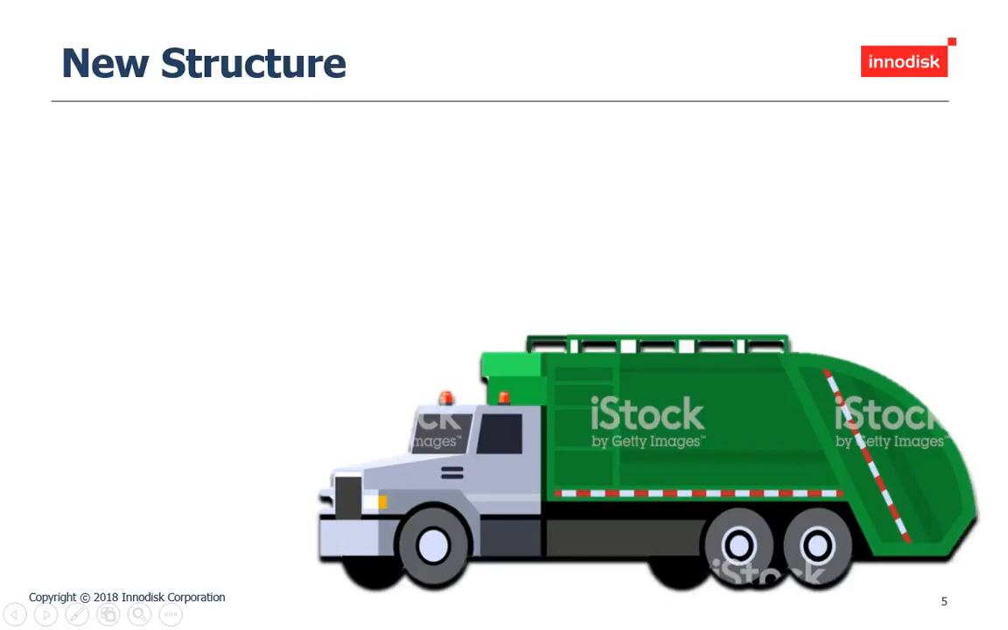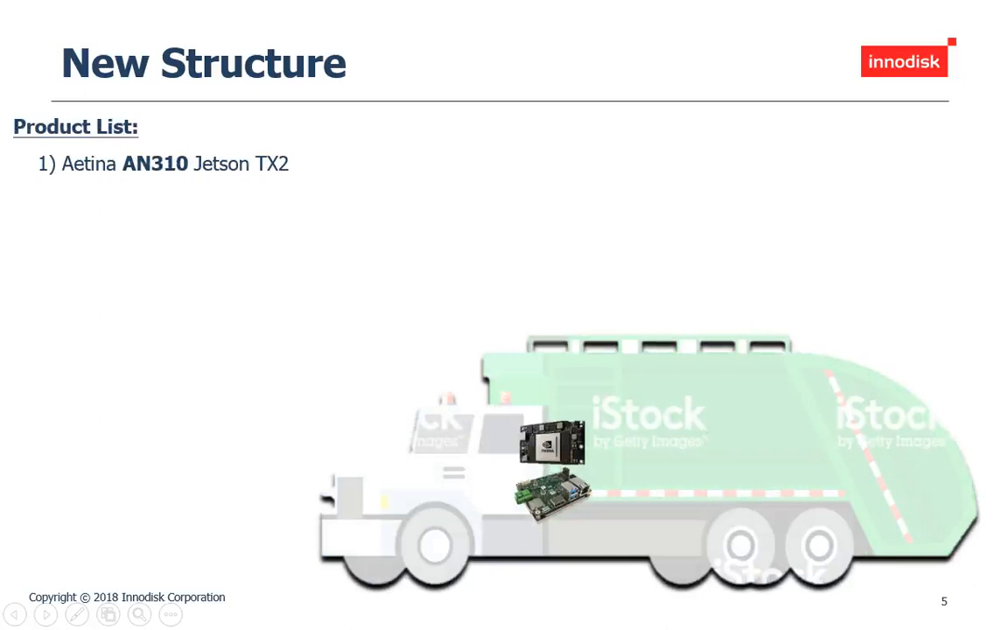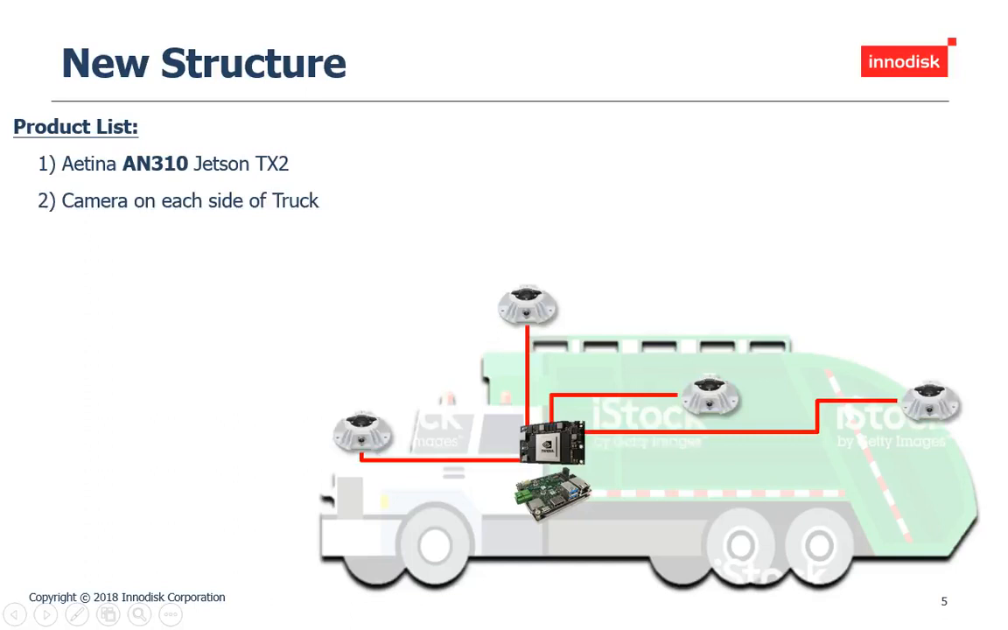So now I'm going to introduce the new structure that we designed and are trying to work on with this company. In the new structure, the heart of it is Antenna's AN310 Jetson TX2 platform. Also, we're still keeping those cameras on each side of the truck to offer 360 vision, and all the video is going to be recorded and saved in the Innodisk mSATA 3M V2-P SSD.